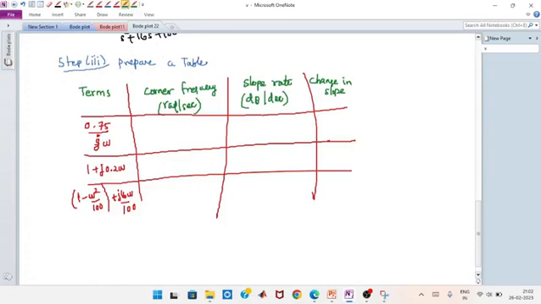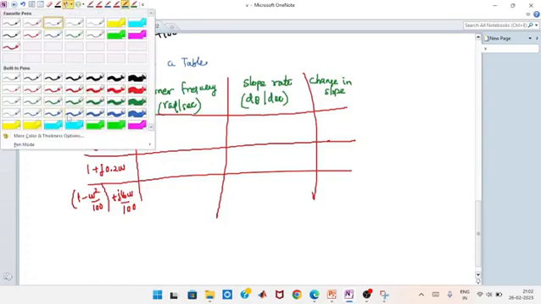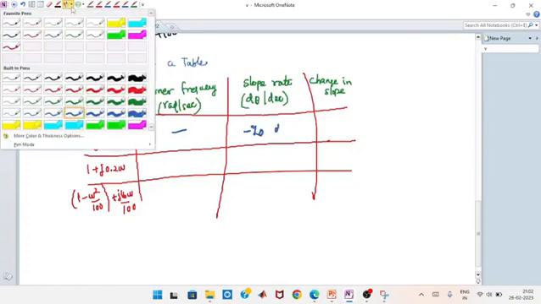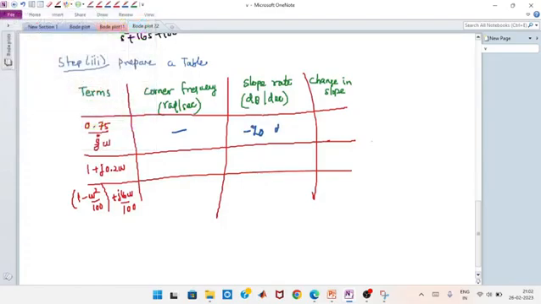So for 0.75 divided by j omega, this is not a first order system. This is integrative, so there is no corner frequency. What is the slope rate? This is 1 by s, so 1 by s means minus 20 dB per decade. Now what is the change in slope? Since there is no change in slope, the first value is 0.